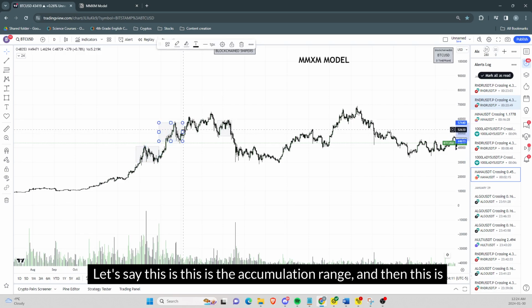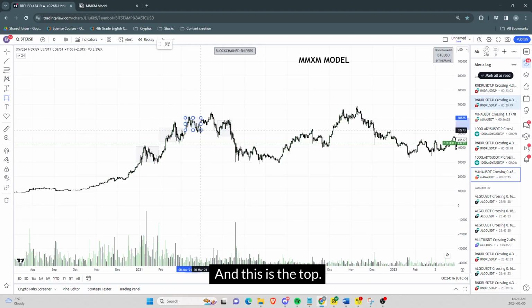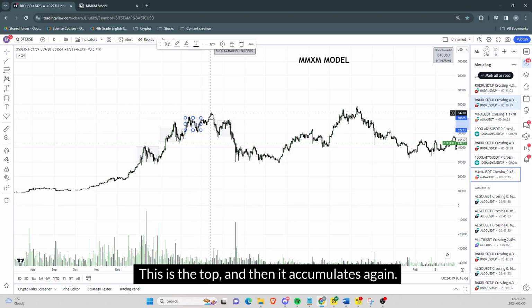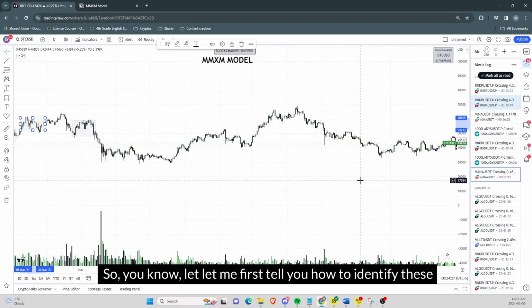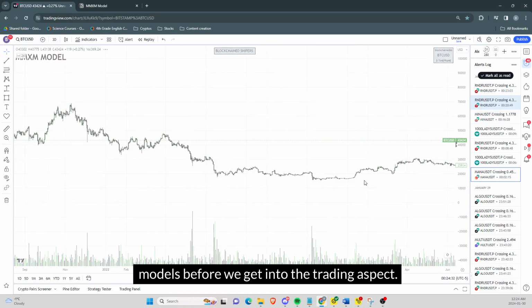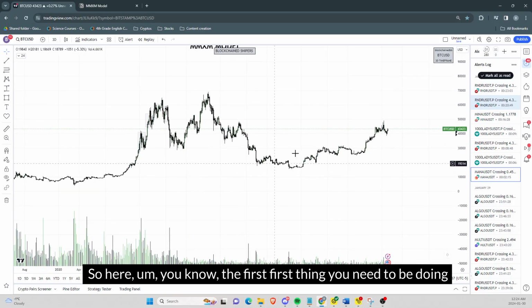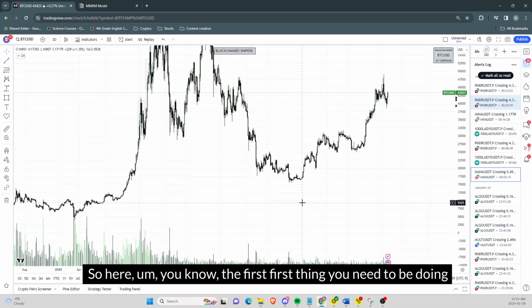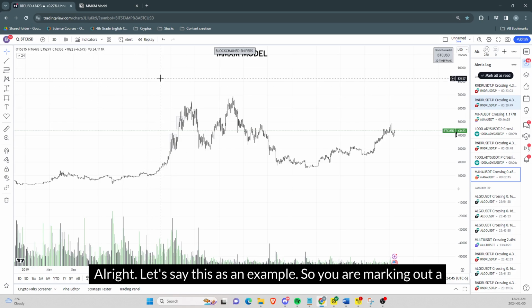Let's say this is the accumulation range, and this is the accumulation range, and this is the top. This is the top, and then it accumulates again. So what happens in these ranges? Let me first tell you how to identify these models before we get into the trading aspect. The first thing you need to be doing is to mark out the PDRAs on the higher time frame. All right, let's say this as an example.